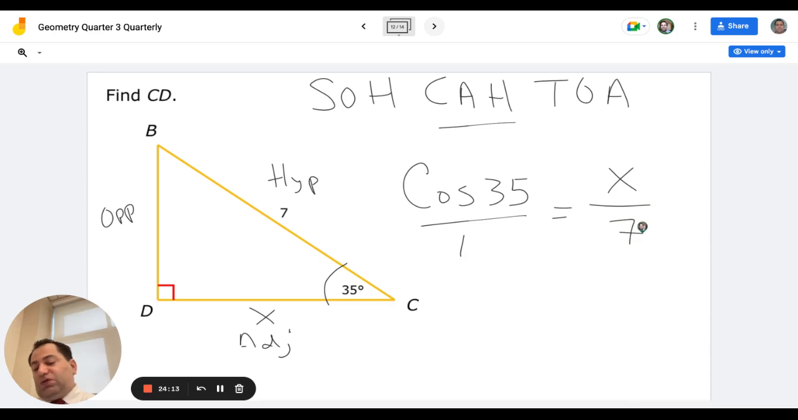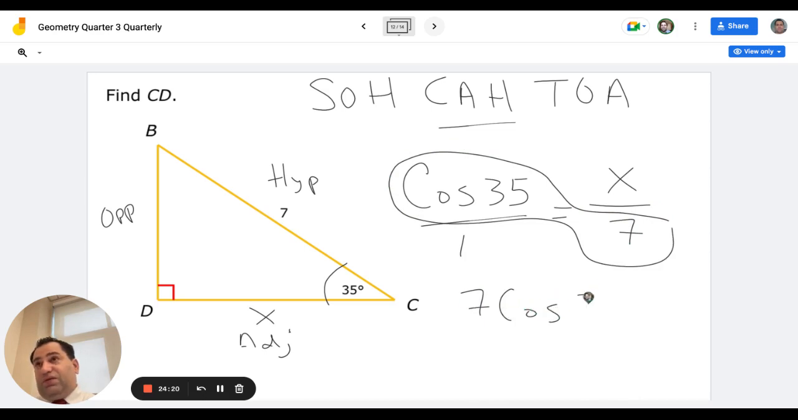We're going to cross multiply, and we get 7 cosine of 35. So I'm going to use my calculator. 7 cosine 35 is equal to 5.7. And that's the missing side length.